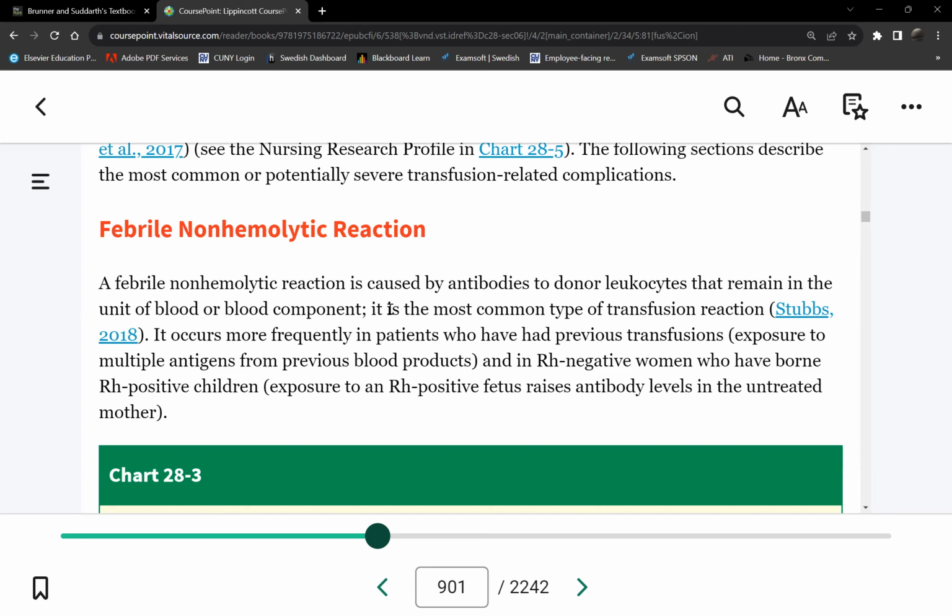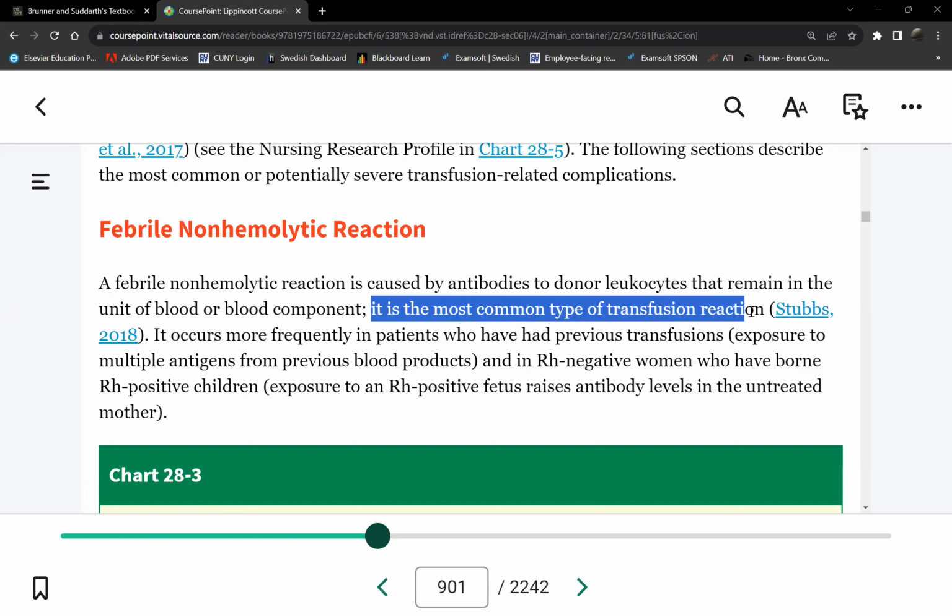Febrile non-hemolytic reaction. This is the most common type of transfusion reaction. What your action is going to be will depend on the patient's other symptoms. If it's a low-grade fever, let's say 100.4, not like 101, the doctor usually will just tell you, after you stop the transfusion and you call, they'll say, okay, what's the temperature, and how are the other vital signs? What are the patient's other symptoms? The most common order is to continue the transfusion and then just give the patient Tylenol.